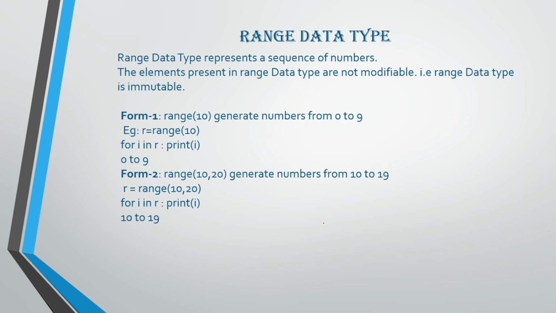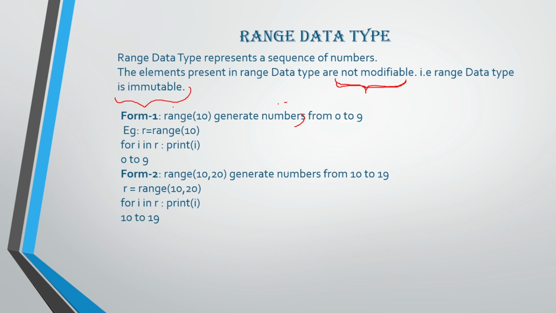Next is the range data type. Now, what do we mean by this range data type? Range data type represents a sequence of numbers. The elements present in the range data type are not modified. Again, you can see here, whatever particular sequence of numbers we have given, you cannot modify this particular data type. That is, range data type is also immutable.